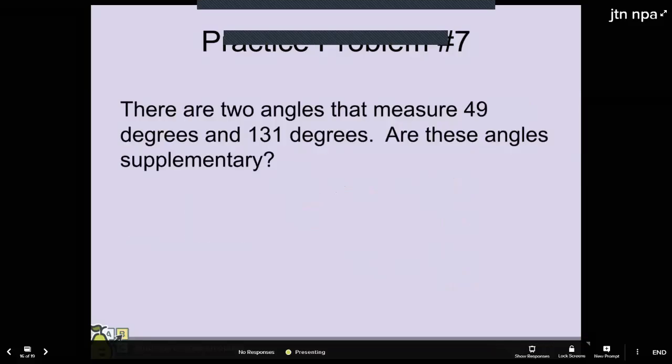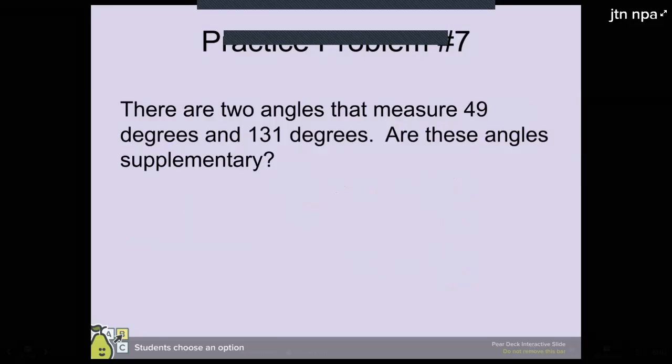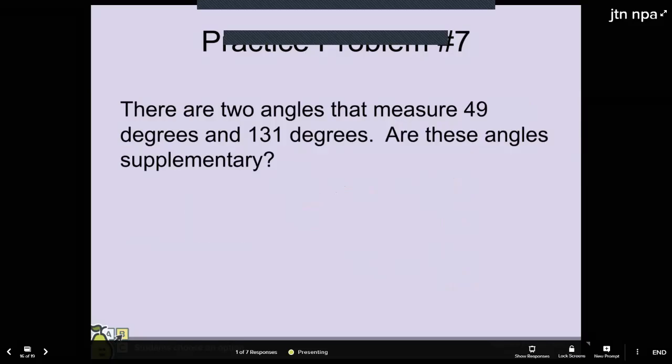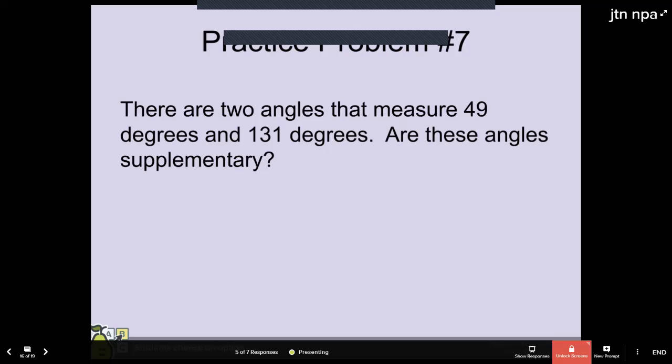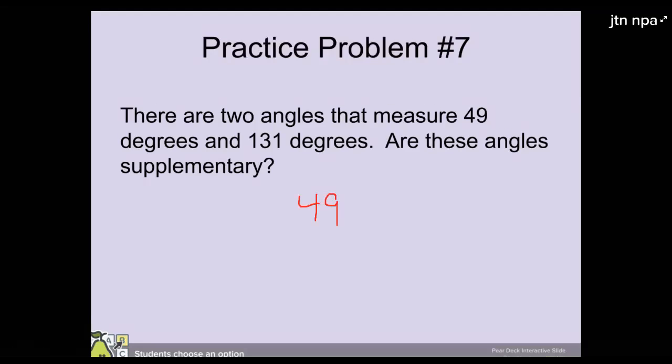All right, let's take a look at this one. There are two angles that measure 49 degrees and 131 degrees. Are these angles supplementary? All right, let's take a look. So everybody says yes, and everybody's correct. So again, the definition of supplementary is we add these two things together, and if they equal 180, then we get, and these do. If you added those two numbers, 49 plus 131, you do get 180.